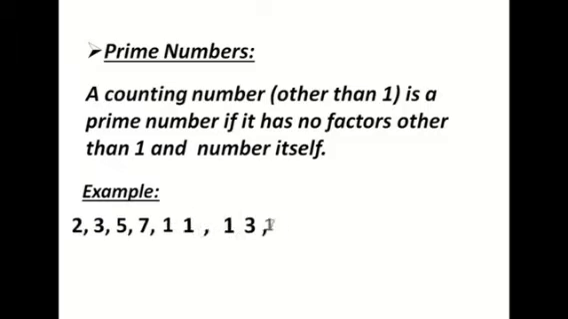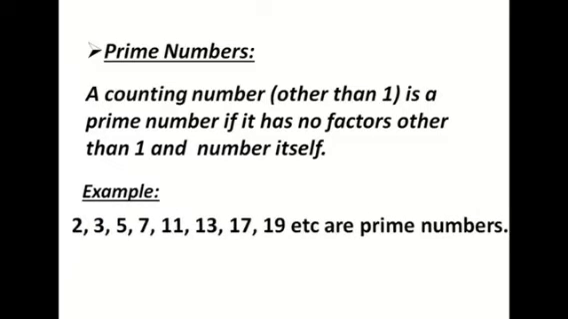What are those examples? If you think of 2, 2 ones are 2, so the factors are 1 and 2. If you think of 3, 3 ones are 3, so 1 and 3. If you check all the examples given here, you will get the factors as 1 and the number itself. So 2, 3, 5, 7, 11, 13, 17, 19. There are so many. These are the examples of prime numbers.